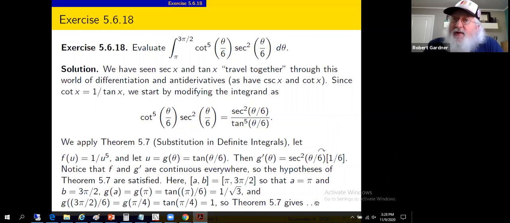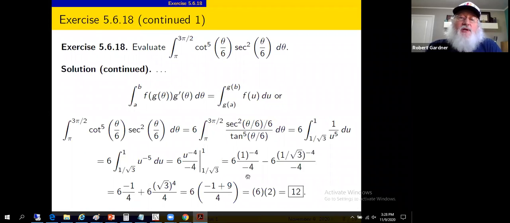Now we're going to rewrite the given integral in terms of u's. So we're taking it from thetas to u's. That's the u substitution. We get this formula here. All we got to do is take the a and the b and replace them with g of a and g of b, the 1 over the square root of 3 and the 1 we had above. We're letting u be the tangent function, so we'll get 1 over u to the 5th.